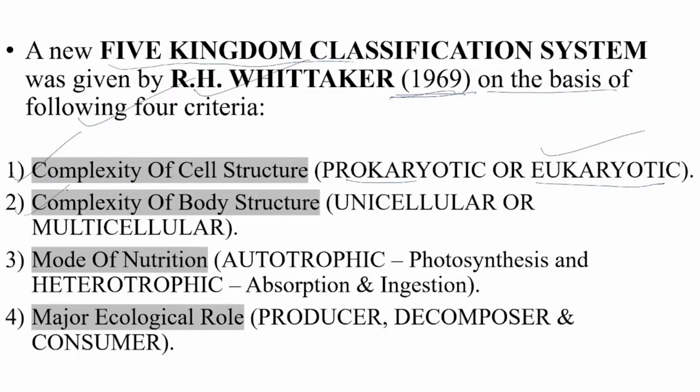Then comes complexity of body structure. They are either unicellular or multicellular. Then mode of nutrition, that is autotrophic or heterotrophic. Autotrophic means photosynthesis and heterotrophic means absorption and ingestion, that means depending on others. Autotrophs are the ones that can prepare their food by their own. Heterotrophs are the ones who depend on others for their food. Okay, and then major ecological role, that is producer, decomposer, and consumer.